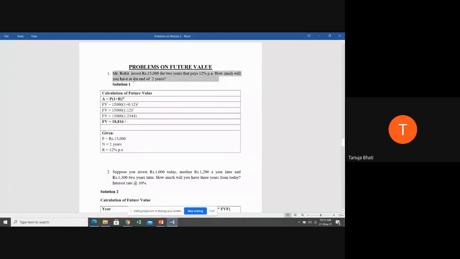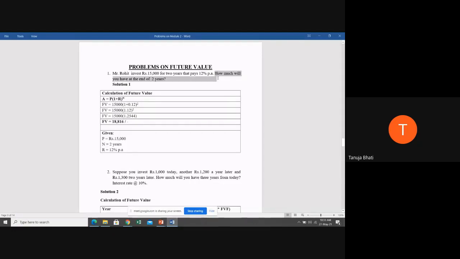Now, Mr. Rohit invests rupees 15,000 for 2 years that pays 12% per annum. See, each word is important. When I say invest, it means it is today, that is nothing but P. Your 15,000 is nothing but your present value. For 2 years, this is your time period N, that pays 12% per annum. When I say 12% per annum, it is the rate of interest which can be denoted by R, by I, or by K.